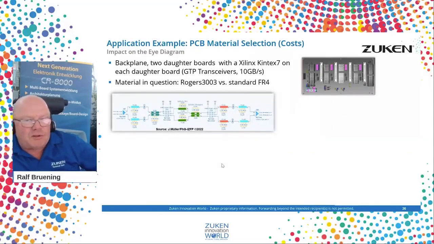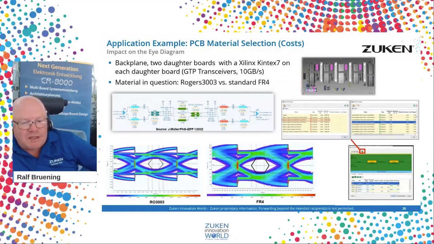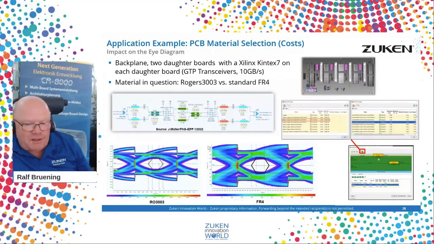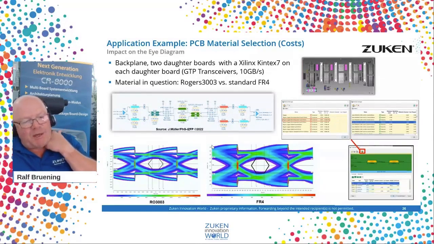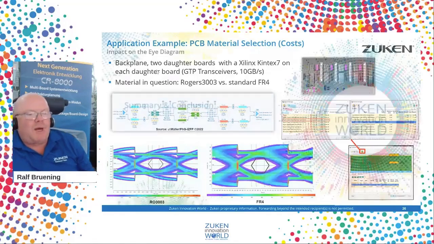So we have 3 different boards. We have Xilinx Kintex 7 on the 2 daughter boards, and we have 1 backplane. And the question was, what is the material required? Cost issue, very often. So they did compare the Rogers versus standard FR4. You can do these material experiments within the software, which is provided with a material library, which the user can extend. And then we have the different eye diagrams. And what has been expected, the Rogers is a little bit better, but it has a cost factor of 10. So the question is, do you need it or not? That's something you have to decide then on your own requirements.